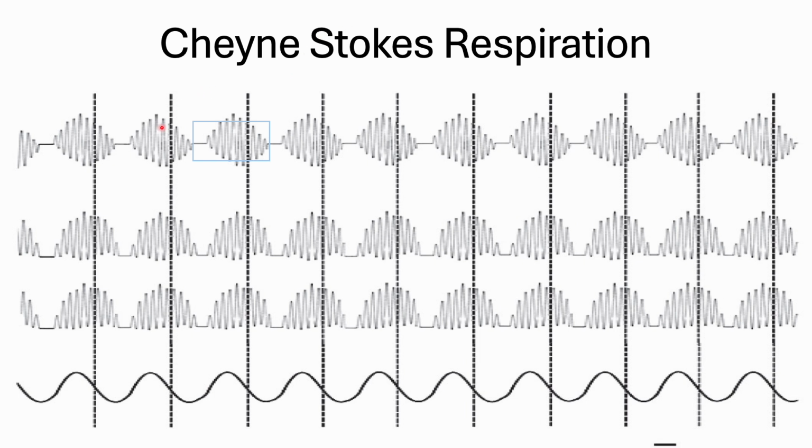We start scoring at the beginning of the central apnea and score all the way through to the end of the decrescendo before the next central apnea. You can see this in that blue box. This is a cycle of CSR.